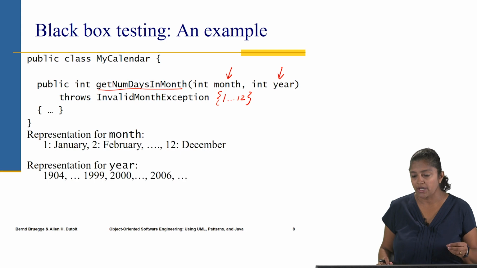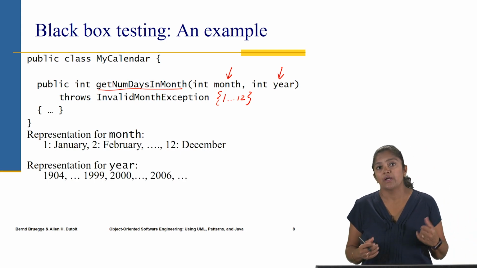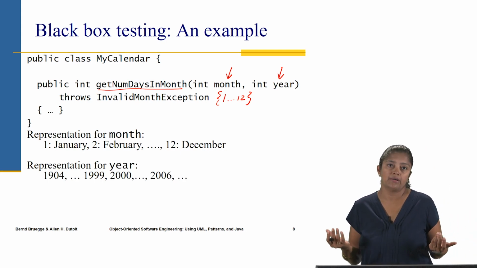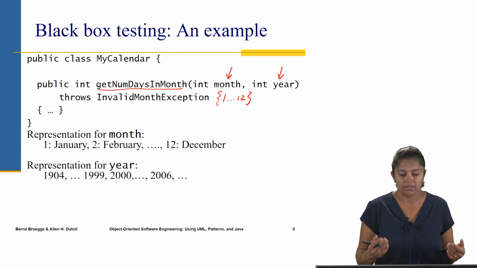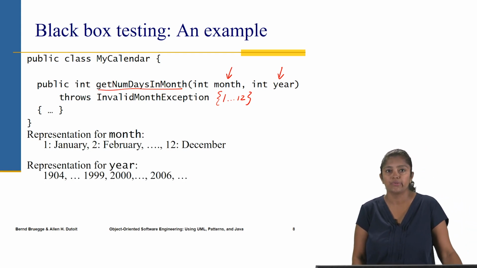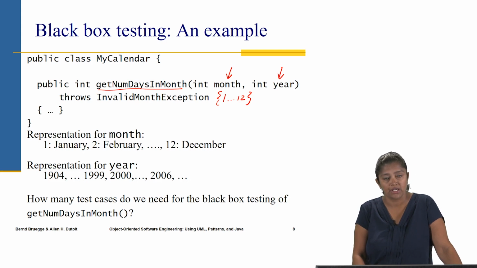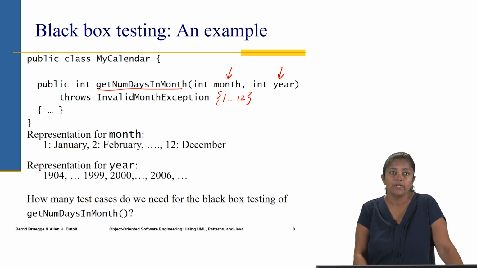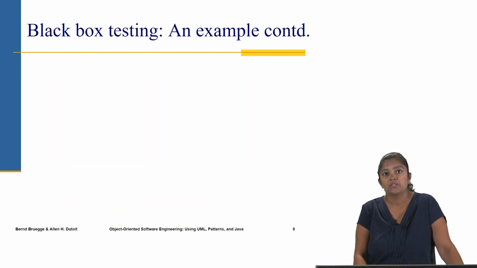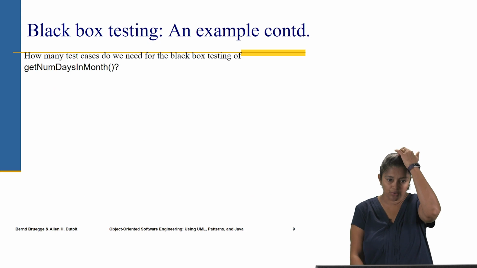Then our second input is year. The representation for year is basically a 4-digit number like 1904, 1999, 2000, 2018, and so on. With that said, our goal is now to come up with the ideal number of test cases with which we can thoroughly test this method, get number of days in a month. So let's walk through this.